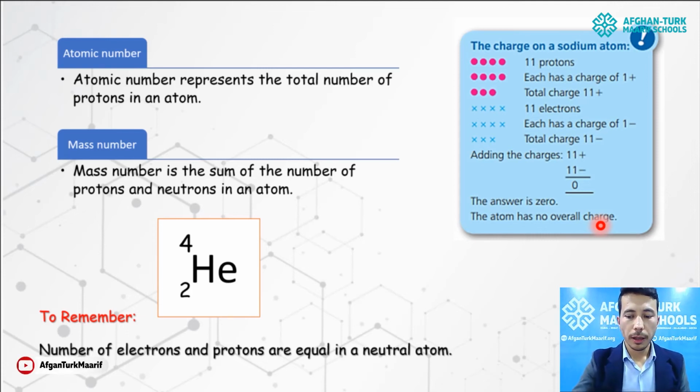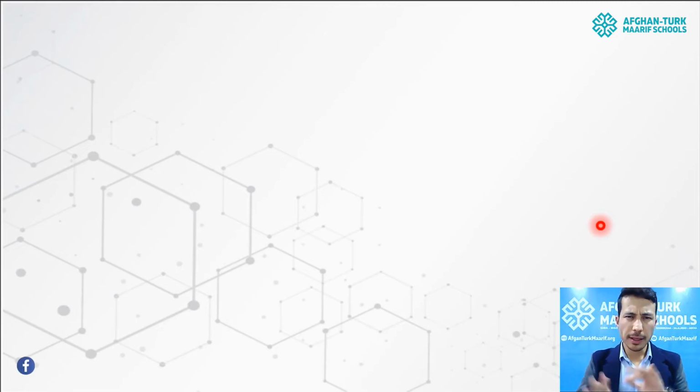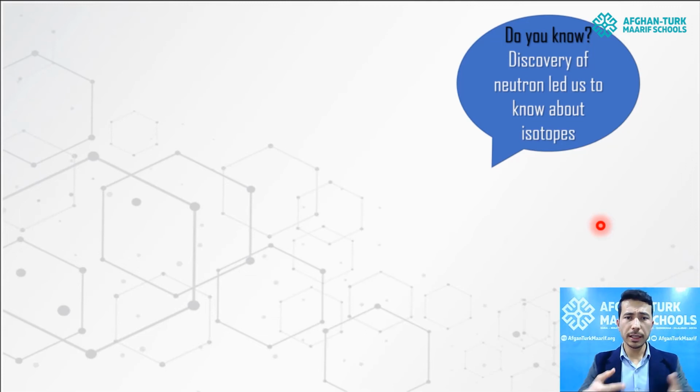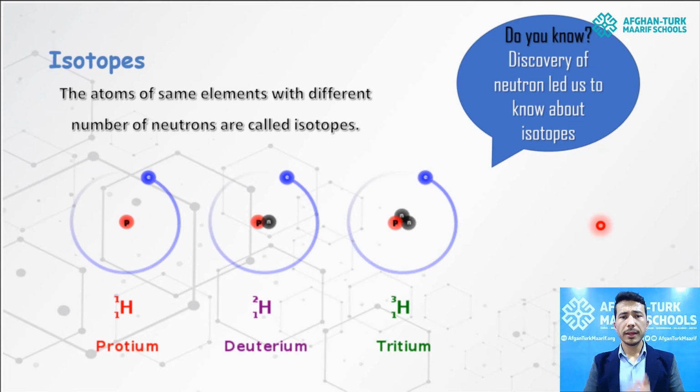Okay, students, let's ask something else from you. Do you know what an isotope is? Do you know the discovery of the neutron led us to know about isotopes? Before the discovery of the neutron, no one knew about isotopes. So these are related to each other. Let's learn what an isotope is. The atoms of the same element which have the same number of protons but a different number of neutrons are called isotopes.